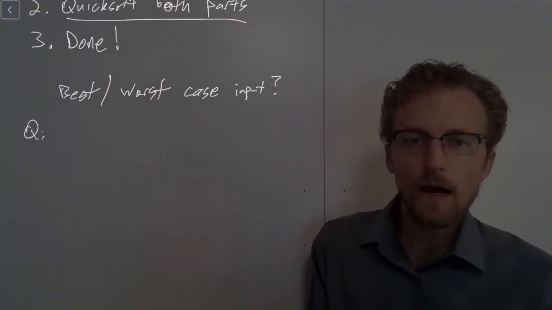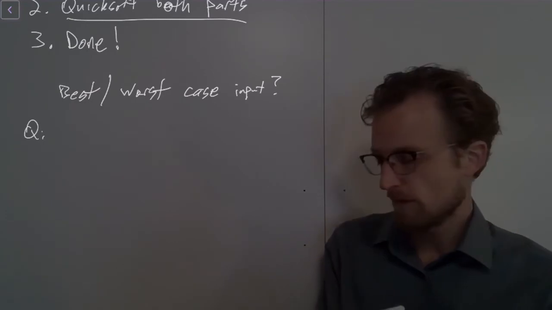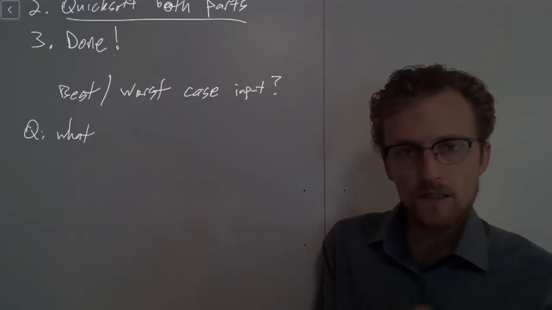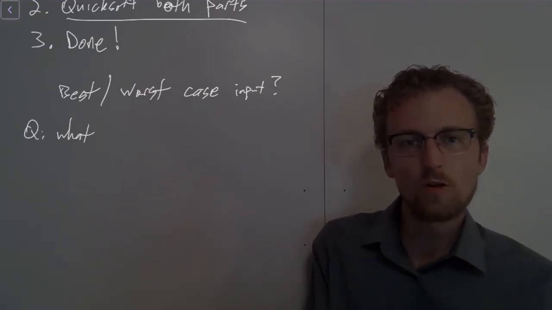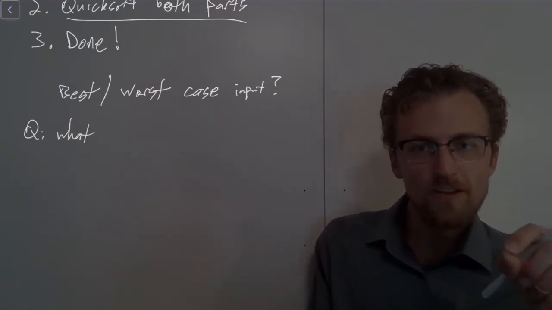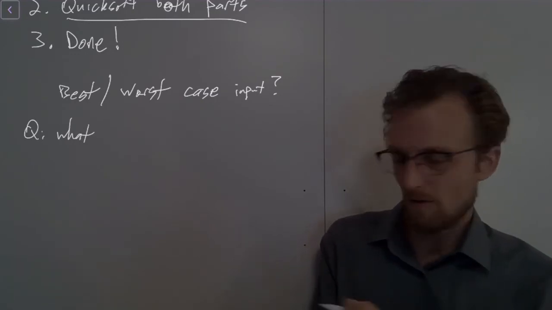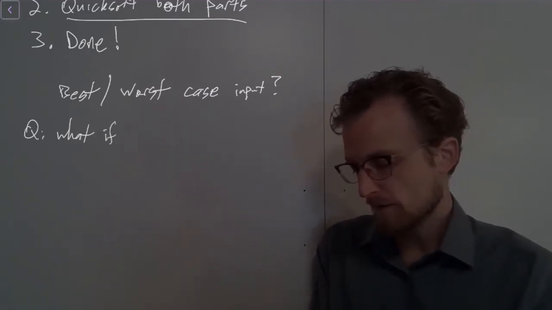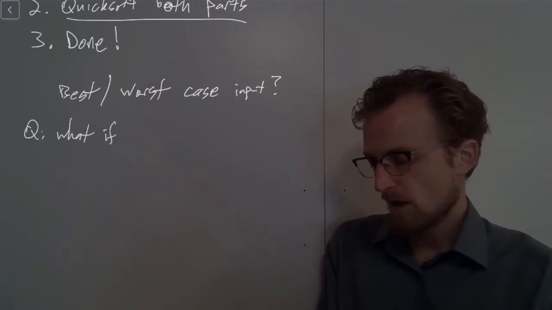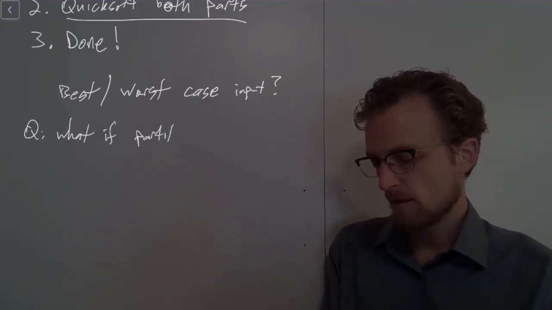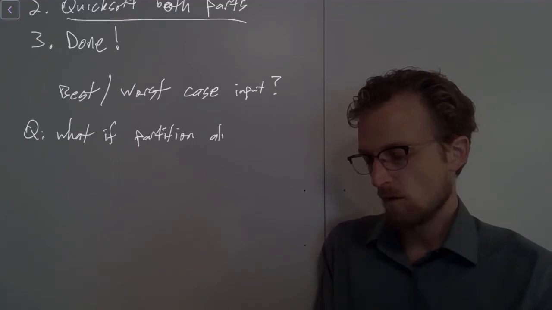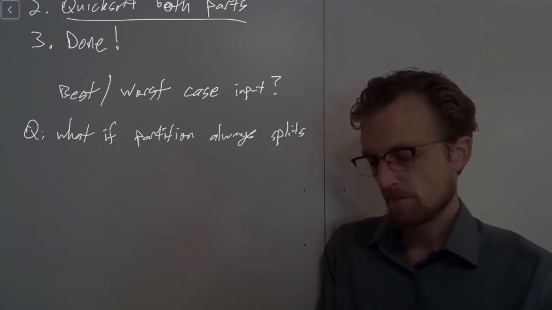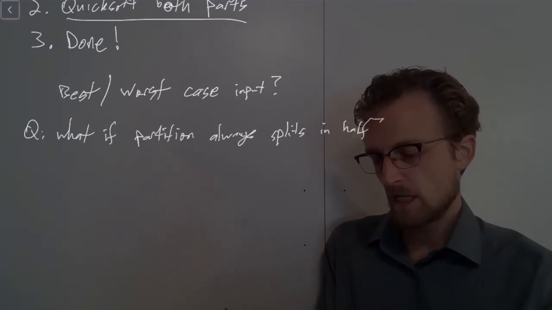What if it were possible to split the array exactly down the middle? So what if somehow we got lucky and every single time we called Quicksort, it chose a pivot that just happened to be right in the middle of the array. It happened to belong right in the middle of that subarray. So what if the partition always splits in half? What does that give us?